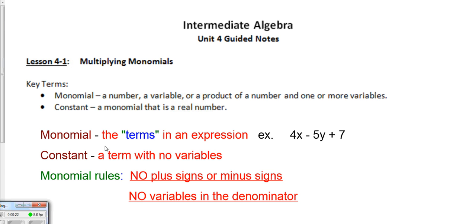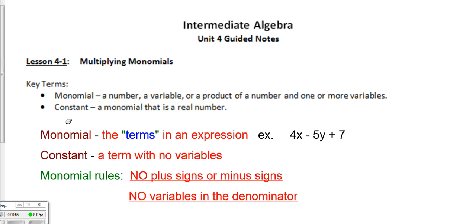Another way to think of it, it's the terms in an expression. So for example, if we have this expression, 4x minus 5y plus 7, there are three monomials. 4x is one of them. Think of this whole thing, because it's minus, as a negative 5y is one, and positive 7, or plus 7. There are three monomials built into this polynomial.